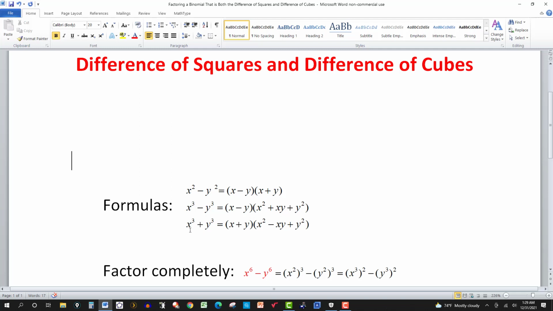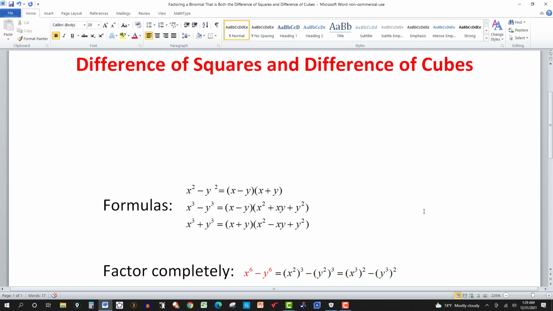So we got x squared plus xy plus y squared. And if you have a sum of cubes, very similar formula as you can see there. It's x plus y, and the only difference is over here in the second factor, it's opposite. Plus over here, minus over here. But it's similar to the difference of cubes. So now, what happens if you have a binomial that's a difference of cubes and difference of squares?